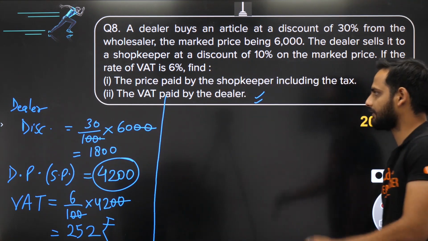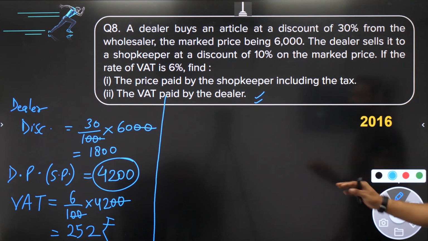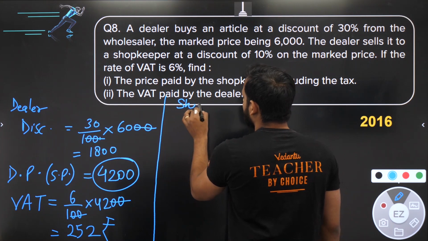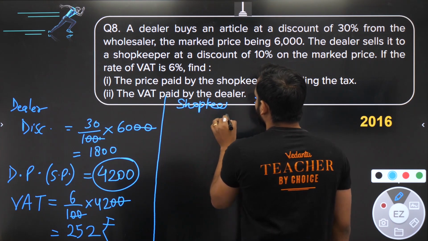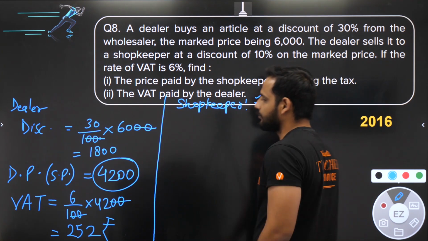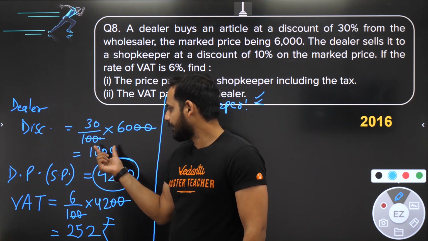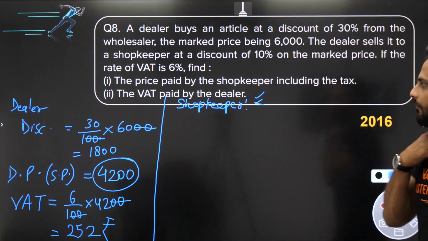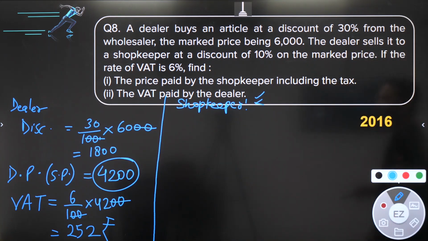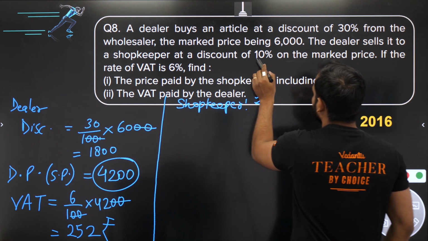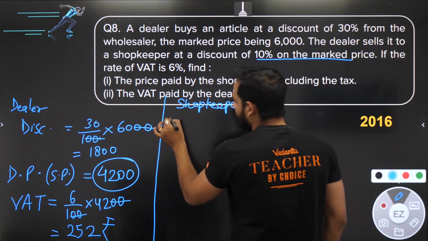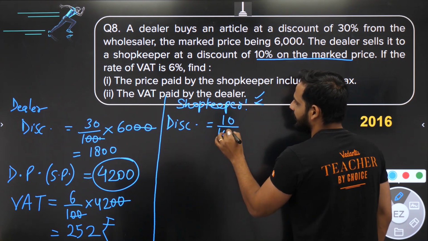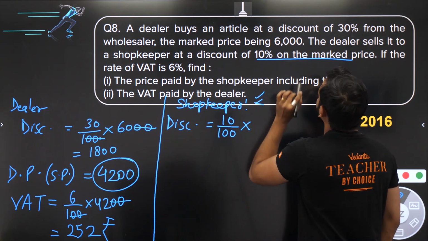Let's move to the next part. Now this dealer, what is he doing? He is selling it to the shopkeeper. Now see what happens with the shopkeeper. So how much will the dealer pay? The dealer will pay 1800 plus this 252. Right? Clear? So now let's see what will happen with the shopkeeper. The shopkeeper is getting a discount of 10% on the mark price only. So the discount for the shopkeeper will be 10% of the mark price, which is 6,000 only.